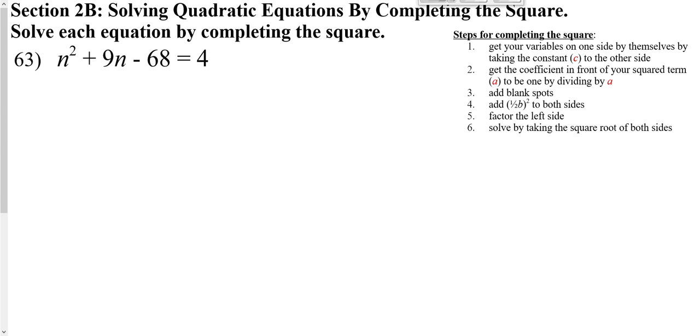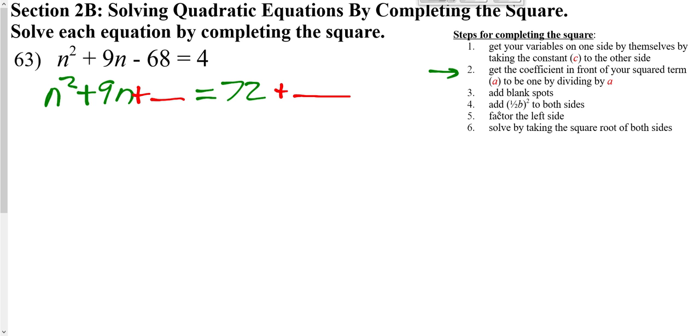So we'll look at one more here, completing the square. So we'll go ahead and add our 68 to both sides. So we get a 72 over here. We don't have to worry about the second step because the number in front of our squared term is 1. So we're going to go ahead and add a blank spot to each side.